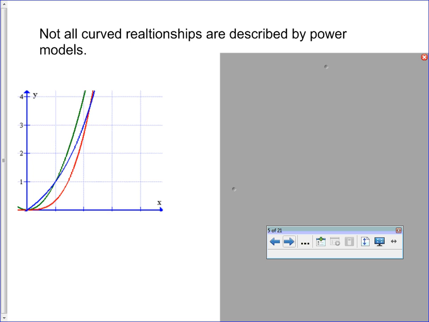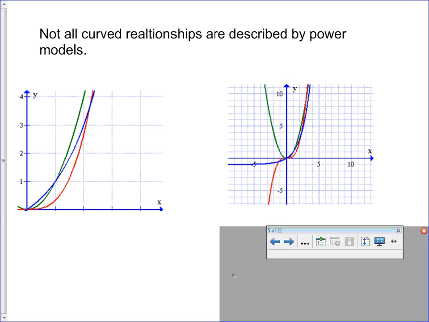But the problem is that not all curved relationships are described by power relationships. So we have this green, this blue, and this red, and they all look to be fairly similar, especially the red and the green. But if we look at this, the red and the green are completely different functions, and the blue is a logarithmic function, which is a whole other bit of craziness.